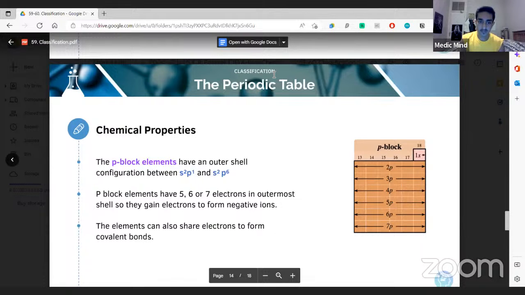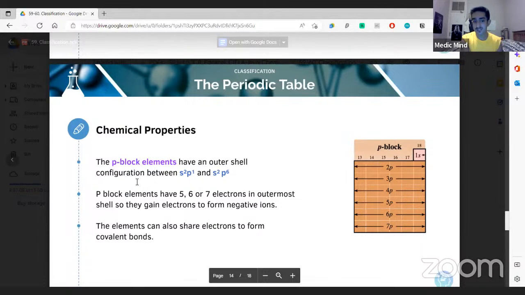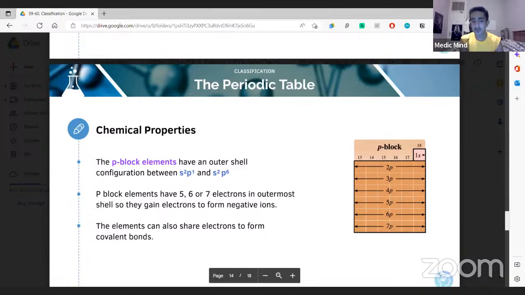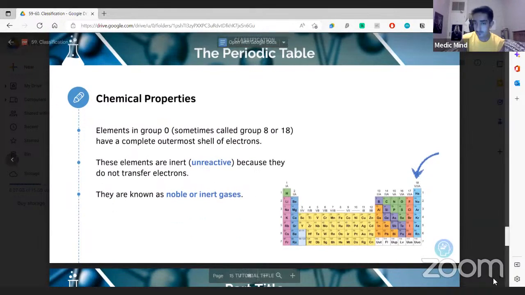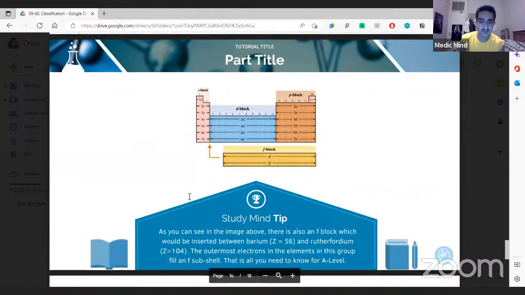Your p block elements have either 5, 6, or 7 electrons in their outer shell, so they're going to gain electrons to form negative ions, and the elements can also share electrons to form covalent bonds. And then your noble gases, group 8, have a complete outermost shell of electrons. These elements are inert because they do not transfer electrons. They're noble or inert gases.